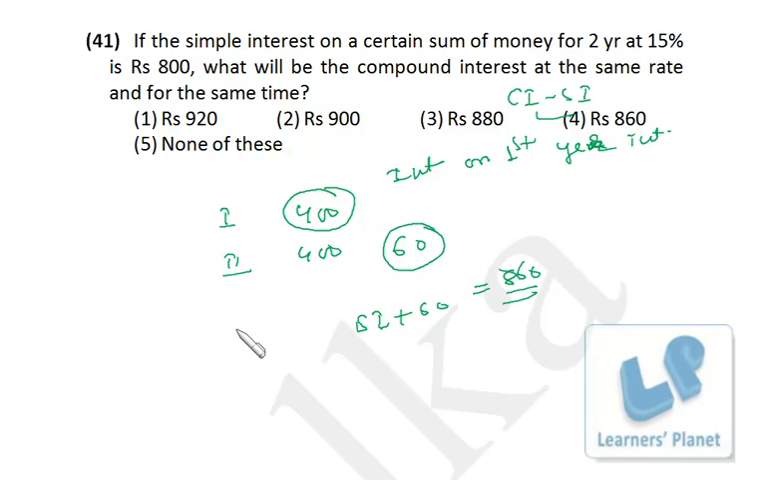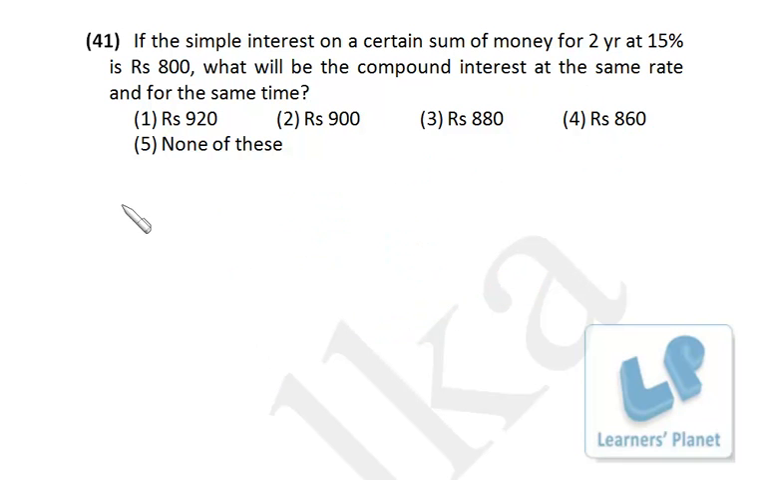So once you are clear with this concept, you can do these sort of problems mentally. What you have to do, you can see the interest for 2 years is 800. So each year it will be 400, 400, right? So for the first 400, you calculate the interest at the rate of 15%. So 400, 15%, that is 60 rupees. Just add that 60 rupees to this 800, you'll be getting 860 as compound interest.